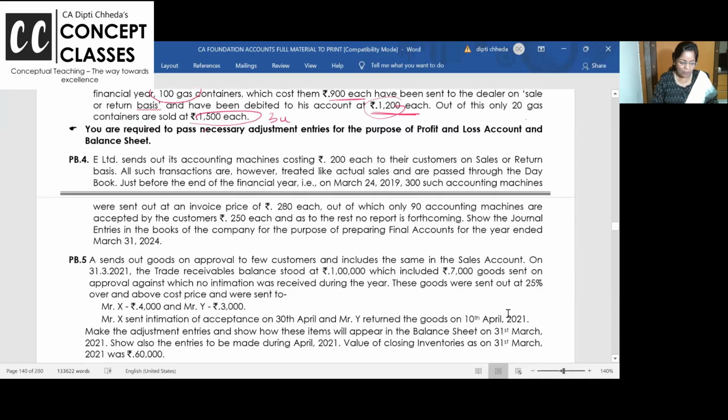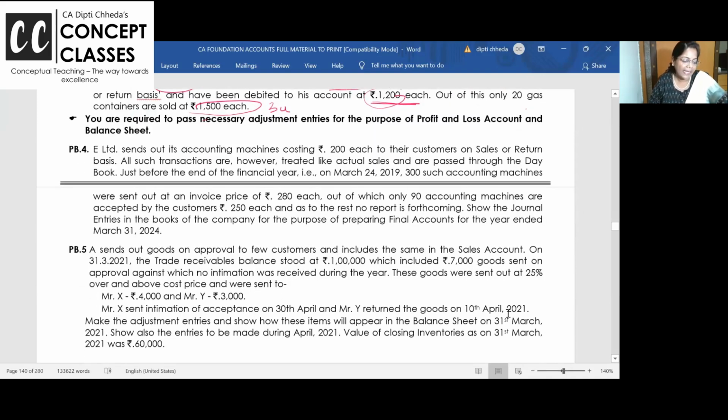All right. Thank you for the great support and good speed. Let us check the next one. E Limited sends out machines at 200 each on sales. All transactions, however, are treated as actual sales. So, when they ask you year ending, don't record the sales entry initially. I'm not doing this problem now, I'm checking it orally.